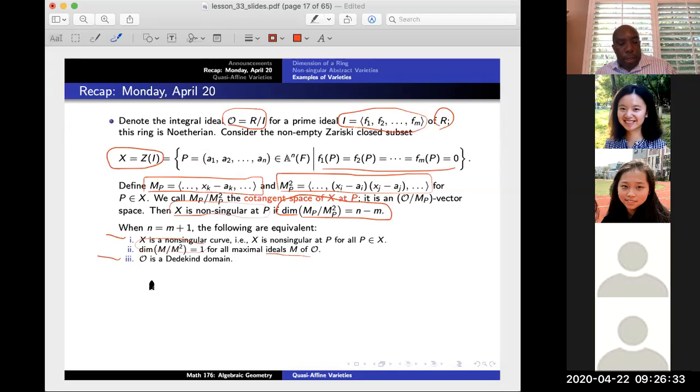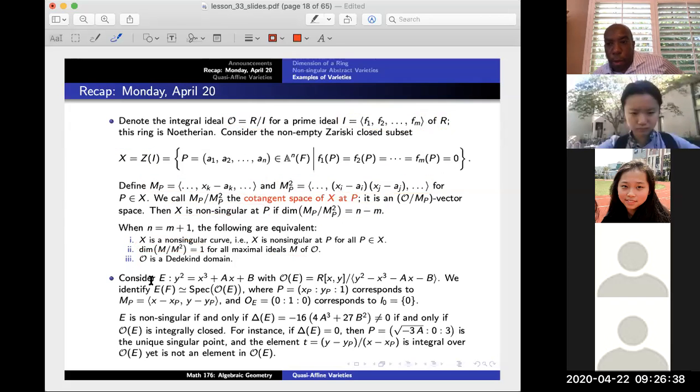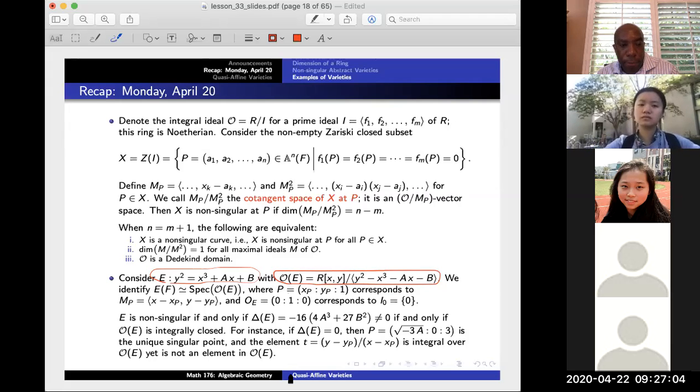Right? So let me give maybe a more down-to-earth example of this that goes over what we did in the last lesson. So let's go back to a cubic curve that looks like an elliptic curve. y squared is equal to x cubed plus ax plus b. And let's take a look now at this coordinate ring, which should be the polynomial ring mod the ideal generated by this cubic, y squared minus x cubed minus ax minus b.